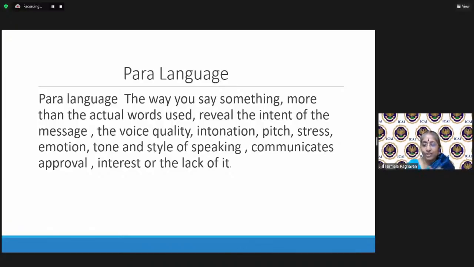Now, what is paralanguage? Paralanguage is an expression used instead of words. For example, oh, ah, ouch, okay, aiyo. These are expressions that are used instead of words. And what is the purpose? It reveals the intent of the message, the voice quality, intonation, pitch, stress, emotion, tone, and style of speaking. It also communicates approval, interest, or the lack of it.